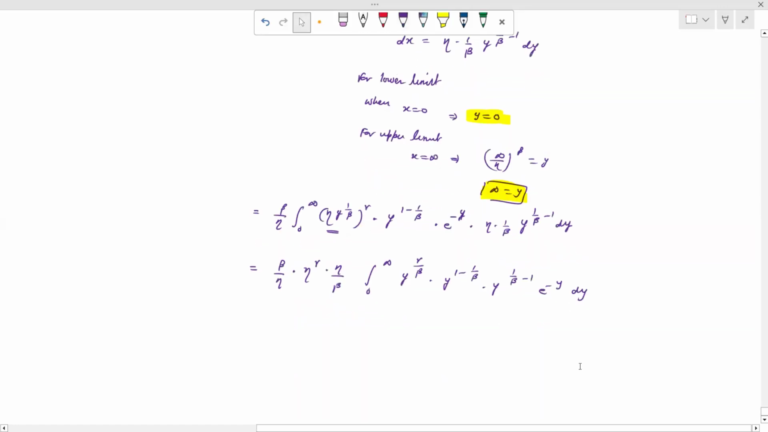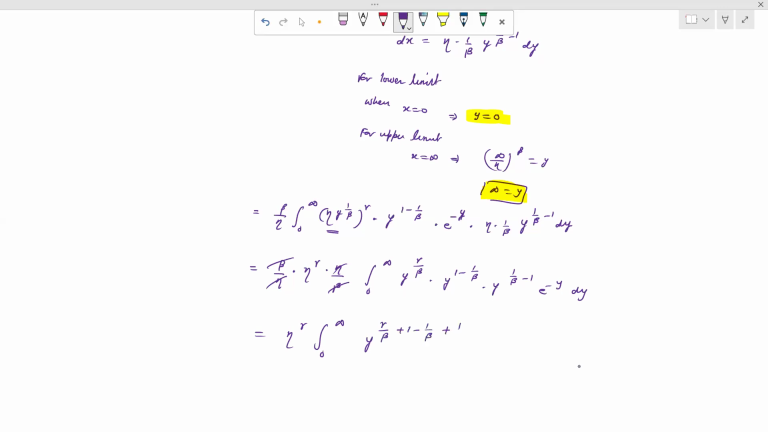When we simplify this, beta and beta cancel, eta and eta cancel. So this can be written as eta raised to the power r, integral 0 to infinity. The base is the same, so we add the powers: r upon beta plus 1 minus 1 upon beta plus 1 upon beta minus 1. These cancel, and we have e raised to the power minus y into dy. So this can be written as eta raised to the power r, integral 0 to infinity of e raised to the power minus y into y raised to the power r upon beta dy.